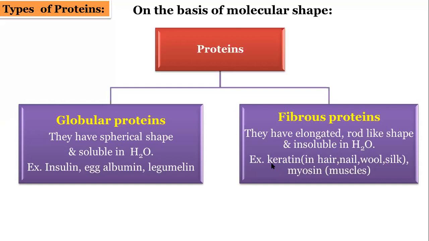For example, keratin. Keratin is a protein which is present in hairs, nails, wool, silk, and myosin, which is present in muscles. So this classification can be asked for 1 mark or 2 marks. Write the classification of types of proteins on the basis of molecular shape.